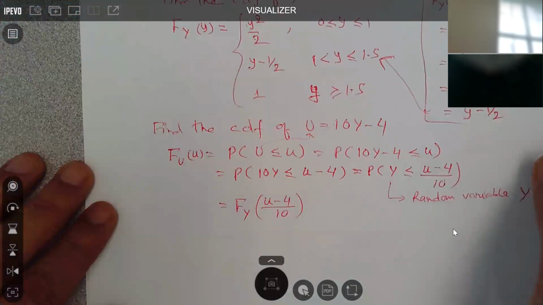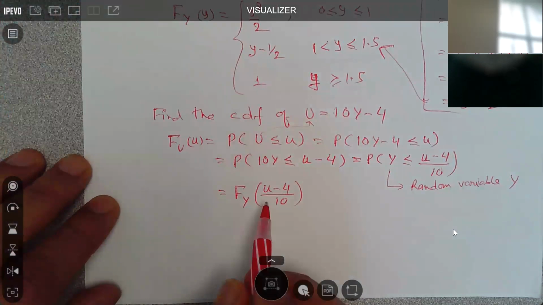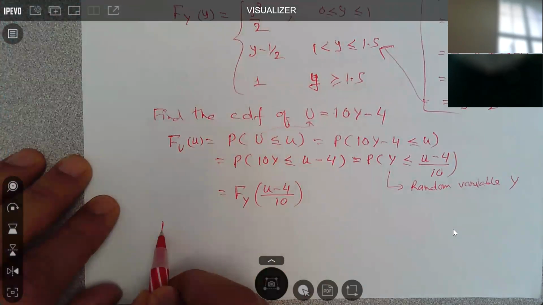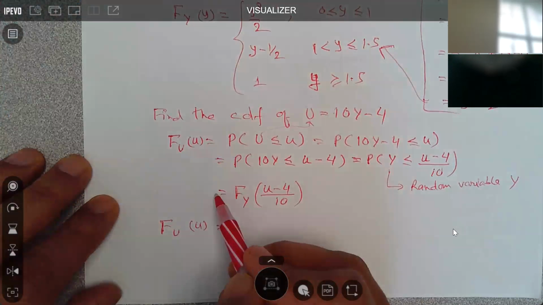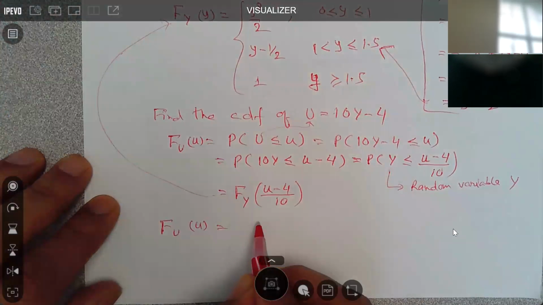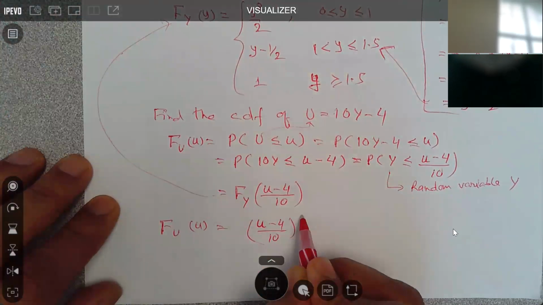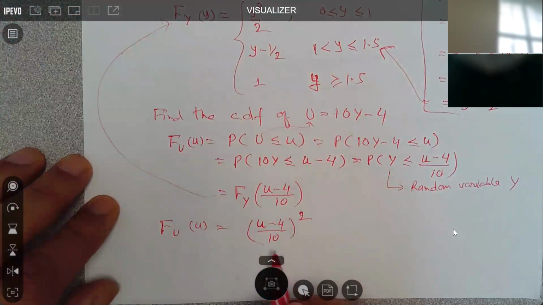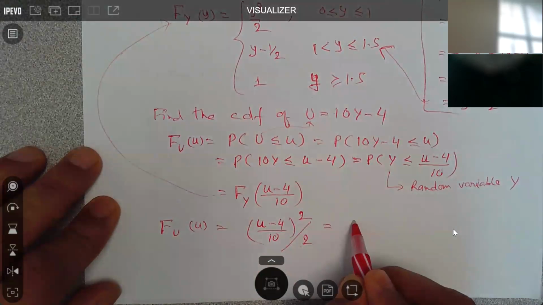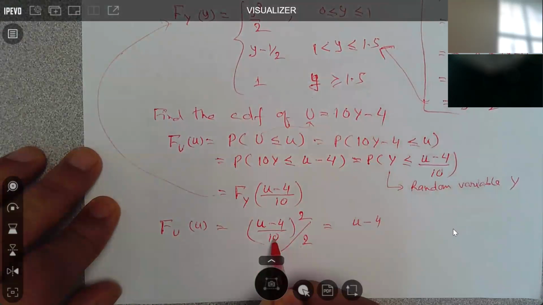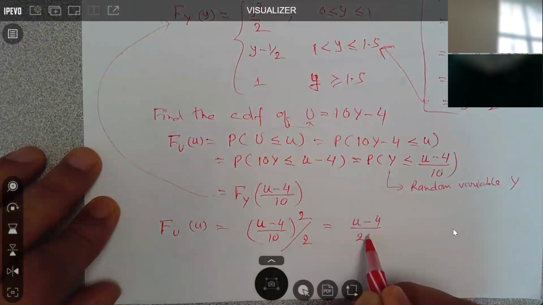Then you plug in this value here, this value in here. So F_U equals, now for the Y square, you see here, then (u minus 4) over 10, whole square, right? Then divided by 2 here, right? Y square over 2. So you plug in this value here and divide by 2, right? So this is equal to (u minus 4) square over 10 square, which is 100, so equal to 200 here.